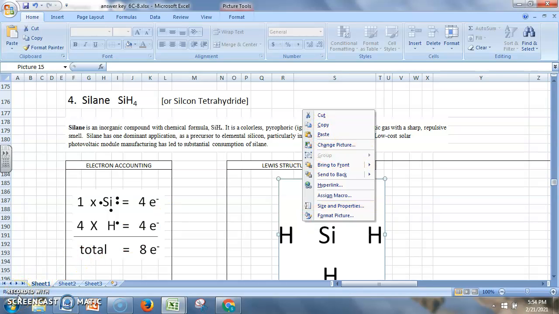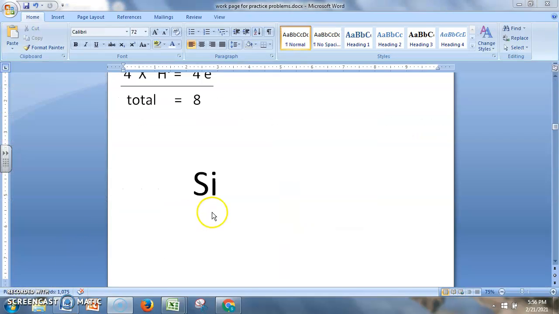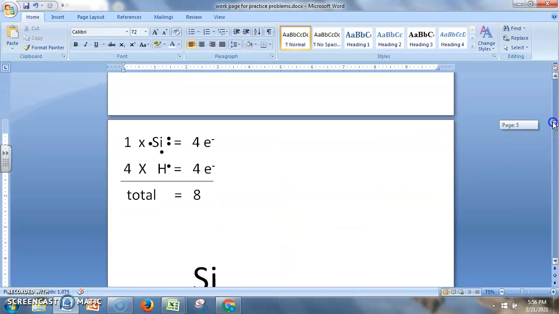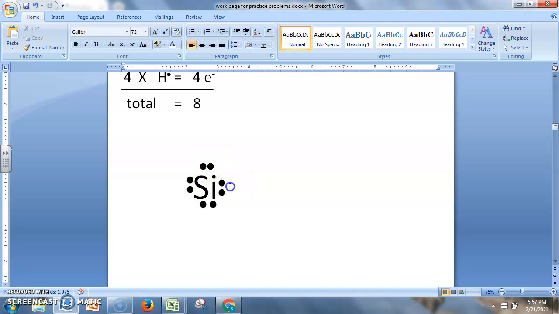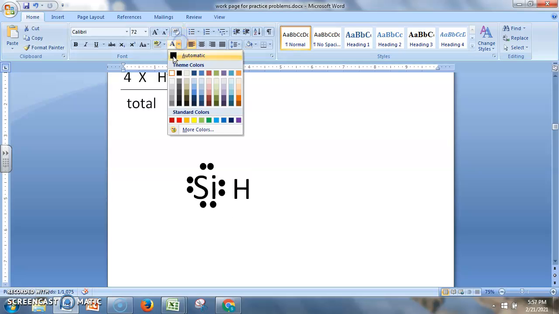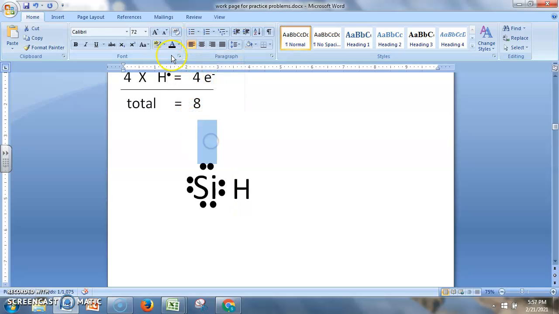Obviously, silicon will be in the middle. Silicon is the one that needs the most bonds. It needs 4. Hydrogen can only make 1 bond, so it really can never be in the middle of a molecule. So silicon will go in the middle, and we'll surround it with 8 and attach the hydrogens. So we have silicon surrounded by 8. Wherever there's a pair, we can attach a hydrogen. So we can put a hydrogen there. We can put one up here. We can put one over here. And we can put one down here.